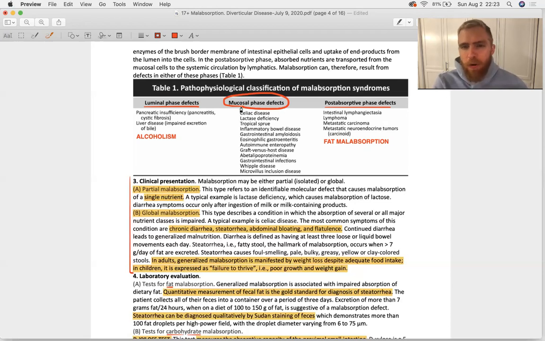You might be wondering, how does that cause a post-absorptive phase defect? And to my knowledge, the answer would be, well, those things can compress your lymphatics and lead to a sort of minor obstruction of your lymphatics, creating fat malabsorption that, if chronic, you might get, again, hypovitaminosis of a fat-soluble vitamin. Now, all these mucosal phase defects, that's what this SDL is focusing on.